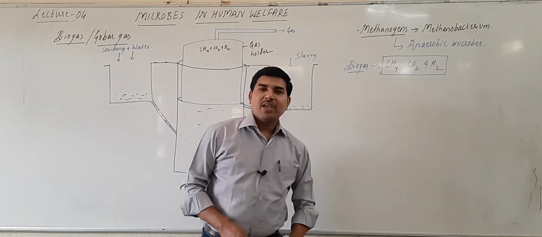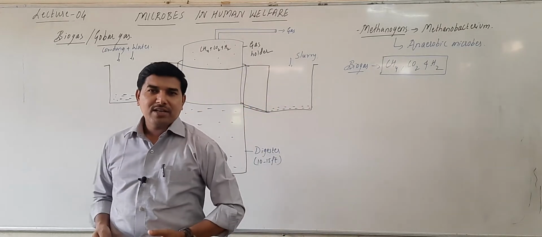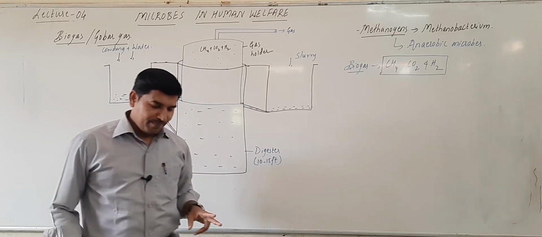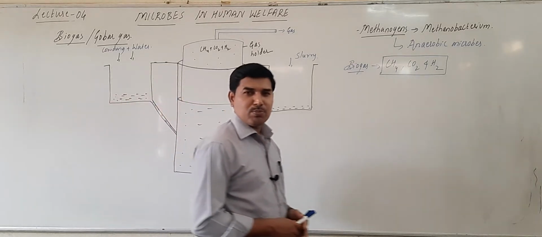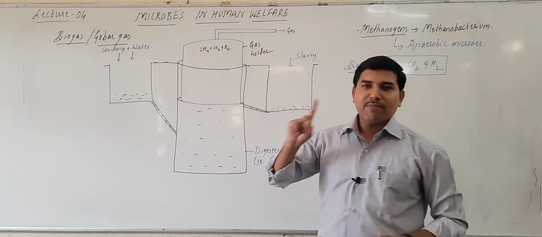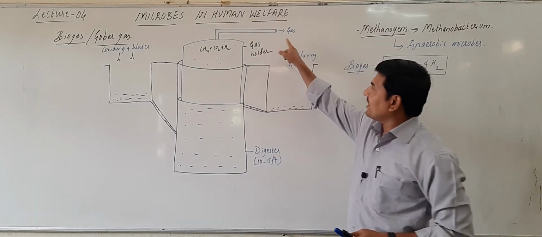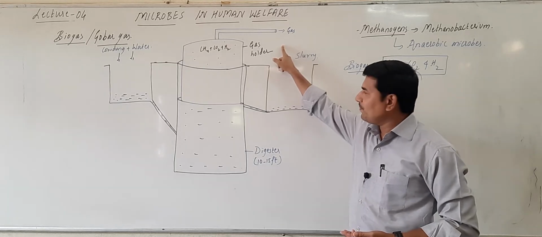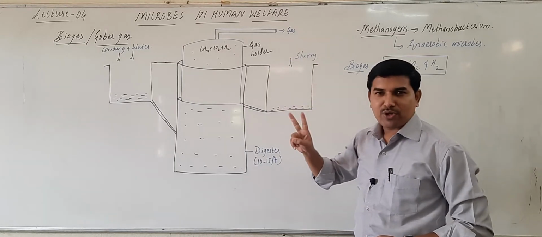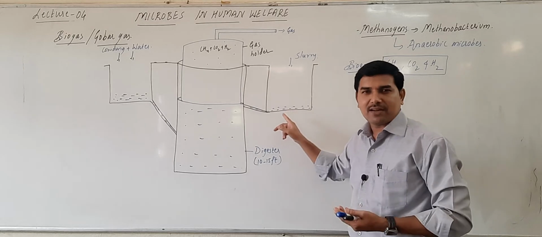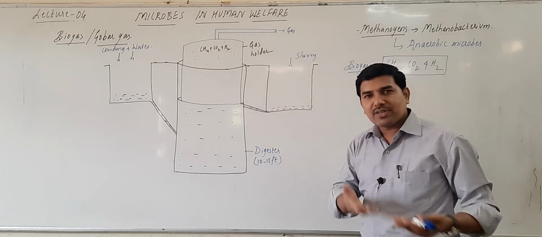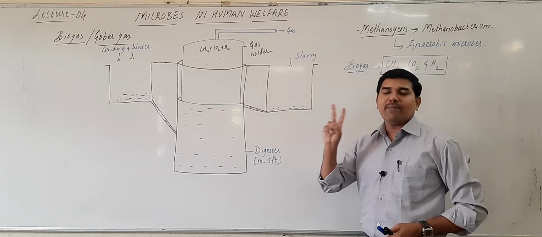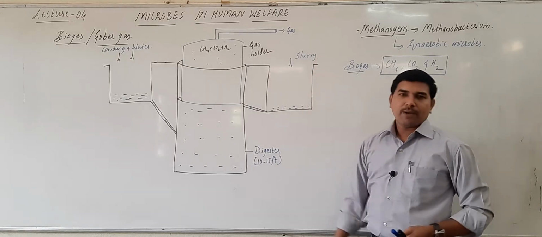Look at this. That means with the biogas plant we have a dual benefit. What is the dual benefit of this biogas plant? The first benefit is we are going to get the methane gas, which is used for cooking or lighting purposes. The second product that we are going to get is the fertilizer, which can be used in the form of manure in the agricultural fields. So this is the dual benefit of the biogas plant.